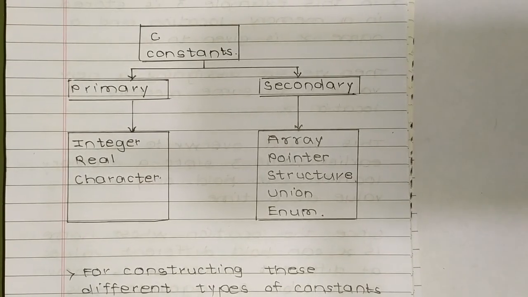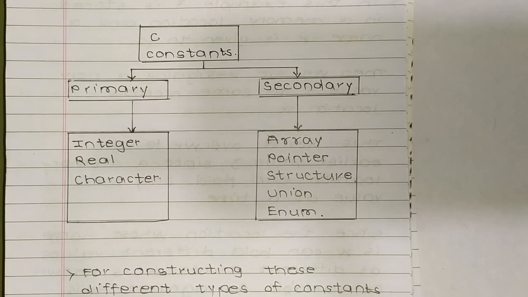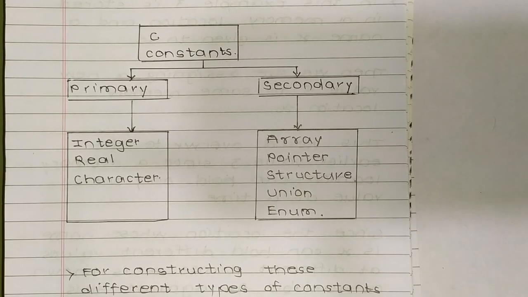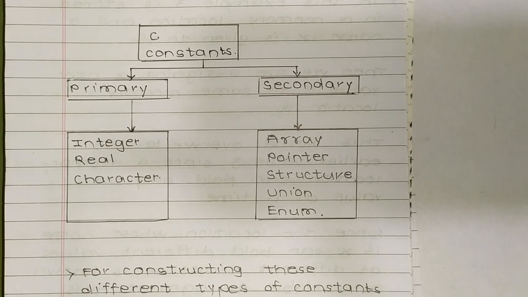In the primary category there are integer, real numbers and characters. So this comes under the primary category. Now in the secondary category there are array, pointer, structure, union and enum. So this is a table for C constants categories, primary and secondary, the two blocks into which it is divided.